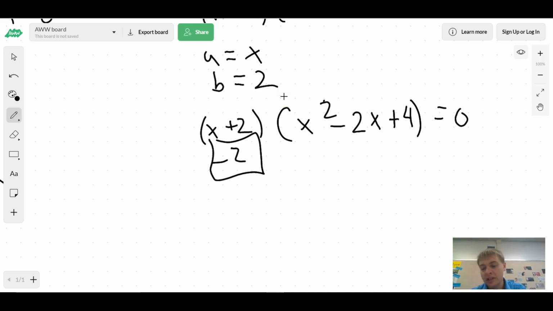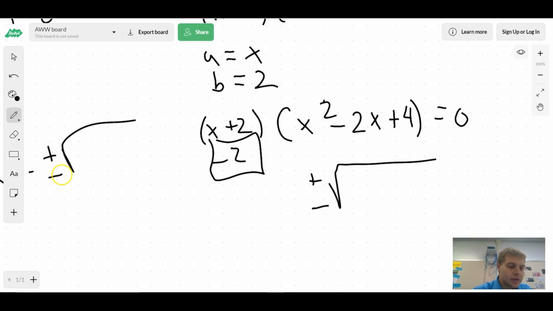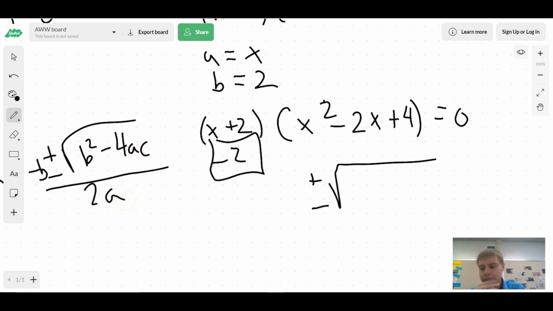Because we're going to need to use the quadratic formula, all you're going to have to do is plug it into this thing, which I'll write over here, which is negative b plus or minus the square root of b squared minus 4ac all over 2a.